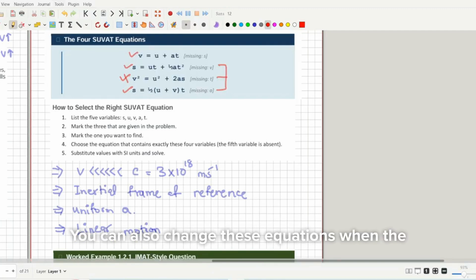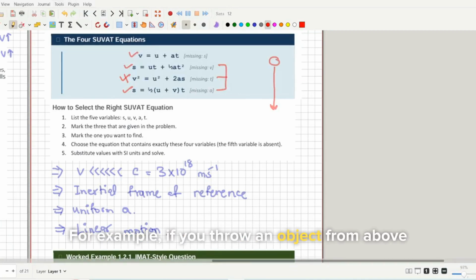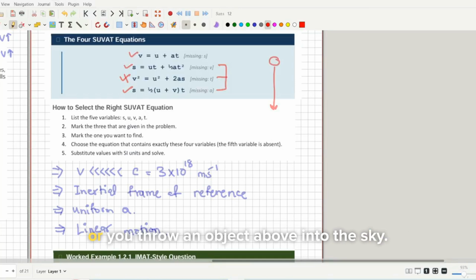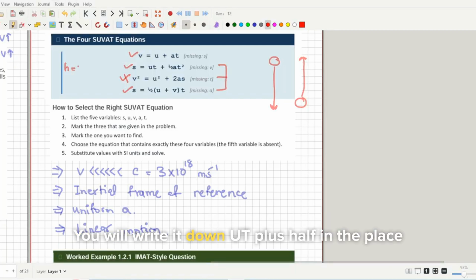You can also change these equations when the object is moving in a vertical direction. For example, if you throw an object from above, or you throw an object up into the sky, the equations will turn like this. You will write height in place of distance. You will write it down as ut plus half.